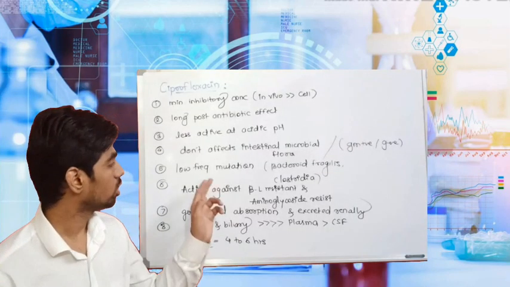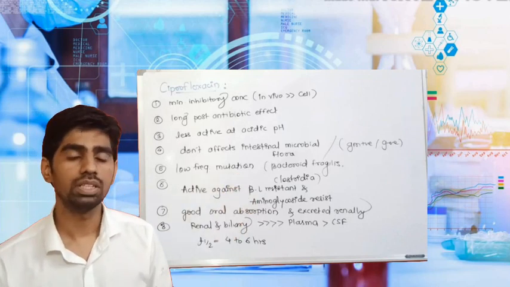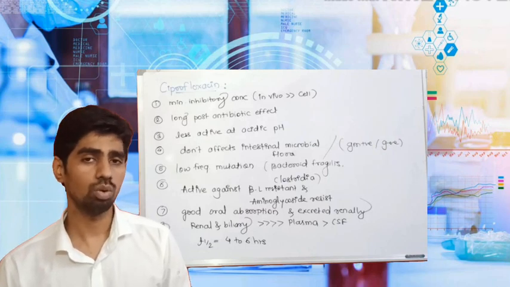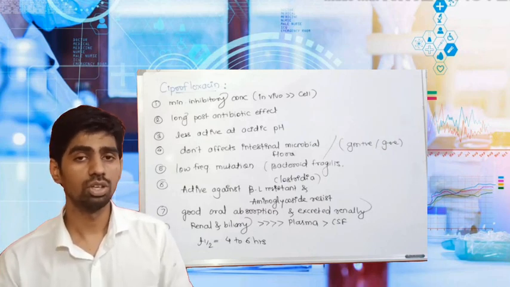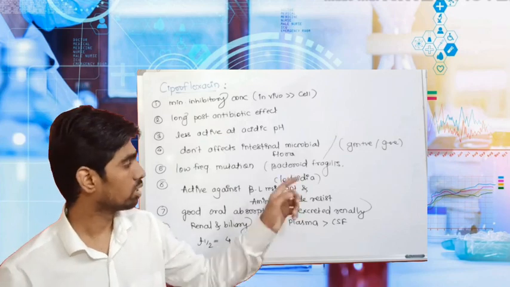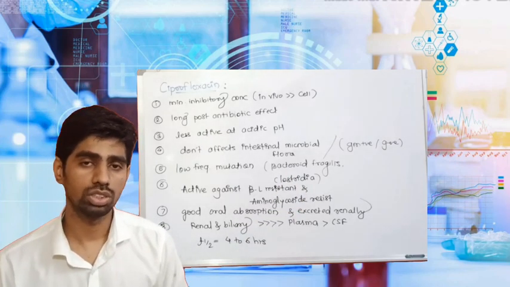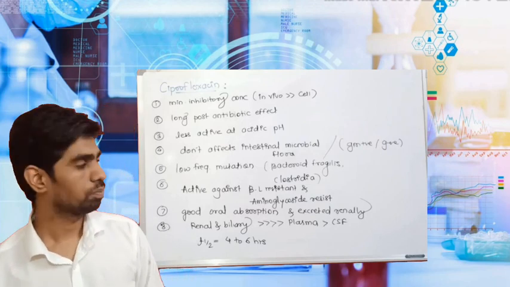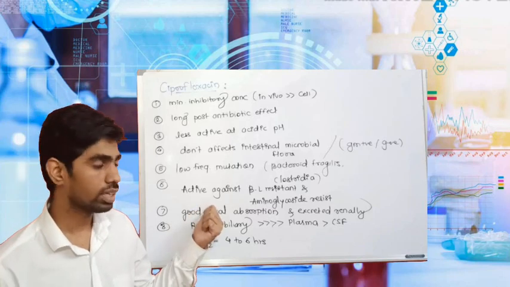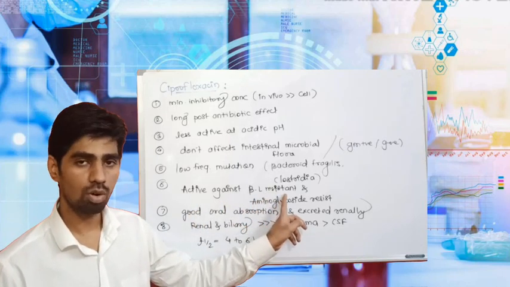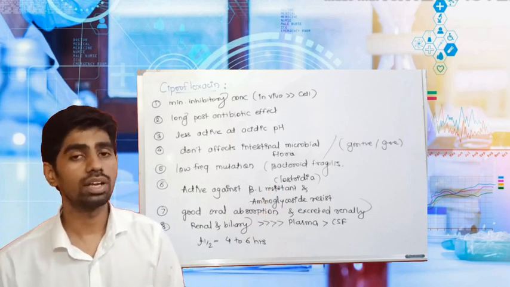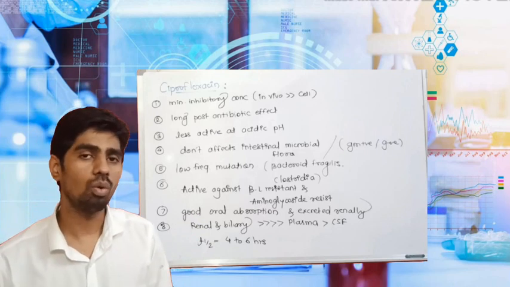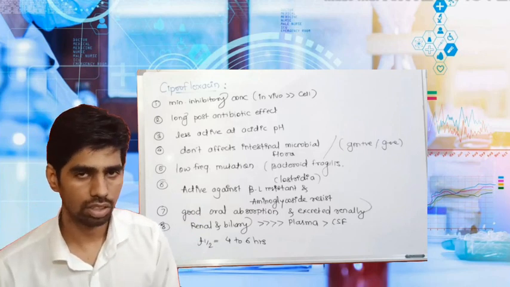The next point is the low frequency of mutation, means the chances of resistance against ciprofloxacin are relatively lower. However, there are certain strains which are resistant, for example Bacteroides fragilis and Clostridium species. These show resistance against ciprofloxacin. Then it is active against beta-lactam resistant microorganisms and aminoglycoside resistant microorganisms. The next point is it shows good oral absorption and is excreted renally.